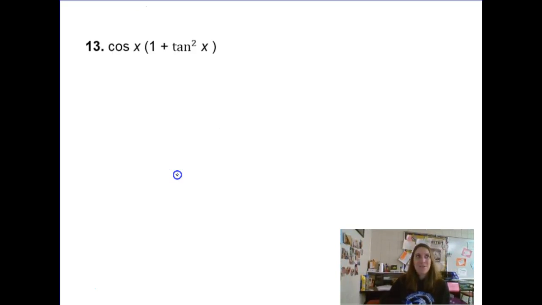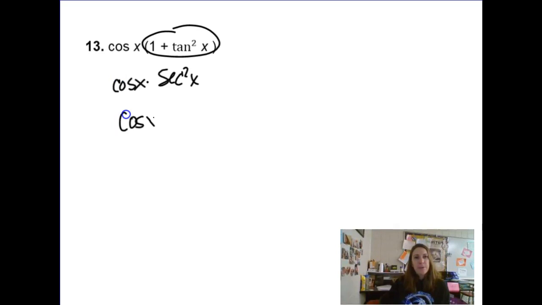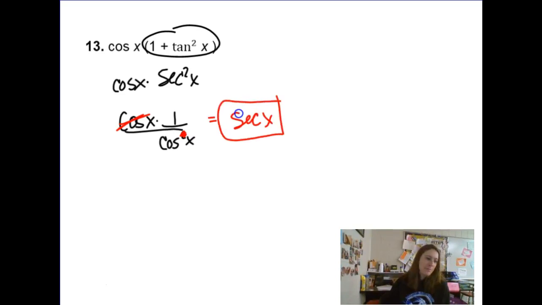1 plus tangent squared. That feels like one of my Pythagorean ones. It is secant squared. Ooh. So this is secant squared. And if I'm multiplying it by cosine, that wouldn't be too bad if I remember that secant squared is the reciprocal of, so it's 1 over cosine squared. And think about this fraction, you're going to have a little bit of cross cancellation. One of the cosines will cancel, so this is just cosine down here. And 1 over cosine, better known as secant.